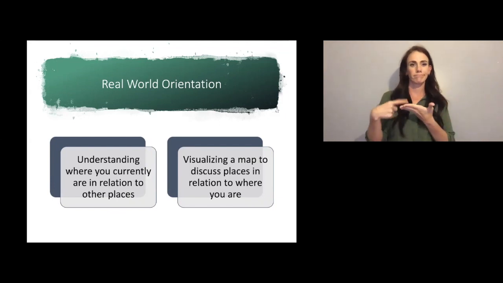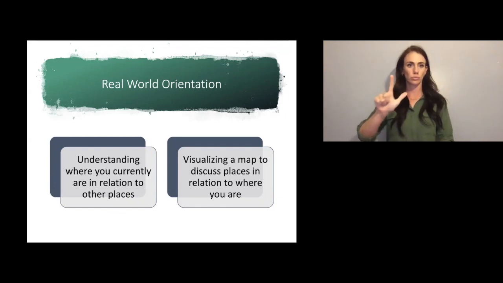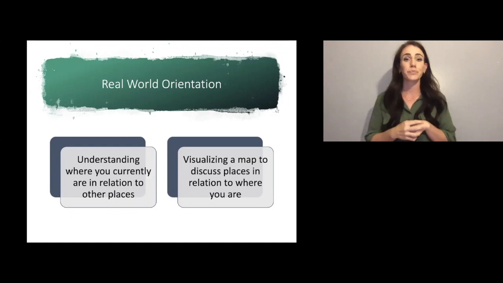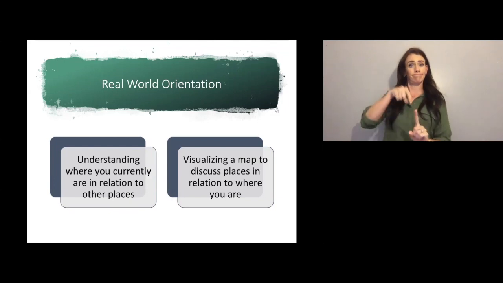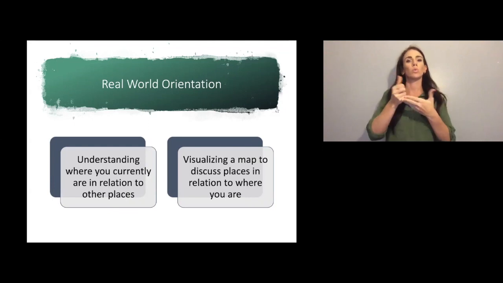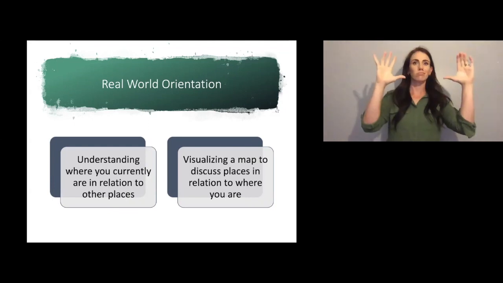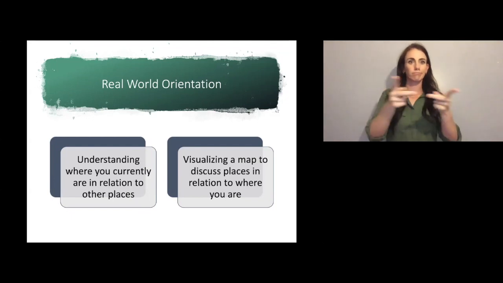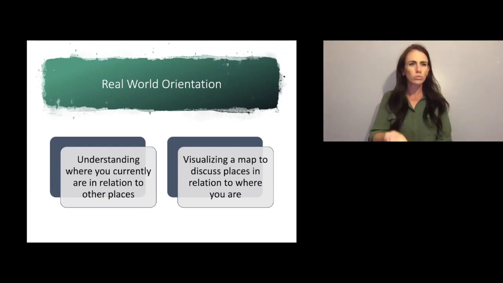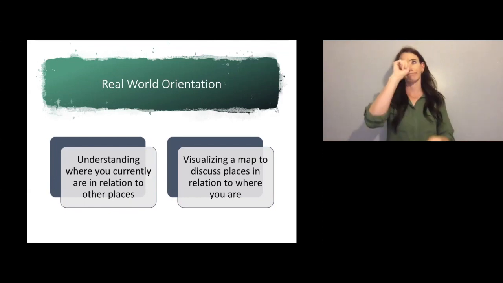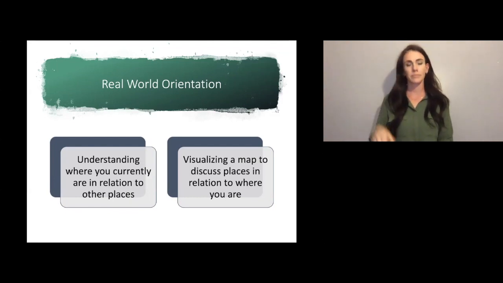All right. So the next thing that we're going to discuss is real world orientation. And real world orientation will help you to describe your space and to just envision other areas or places that you would be able to describe and where you're at in relation to them. The way that we do this is we visualize maps.